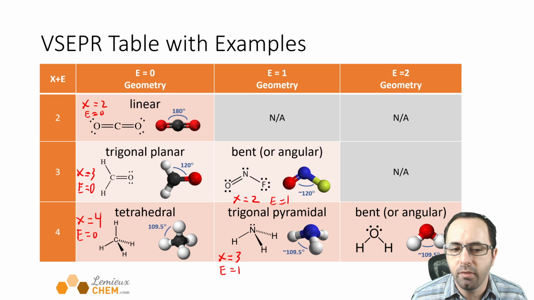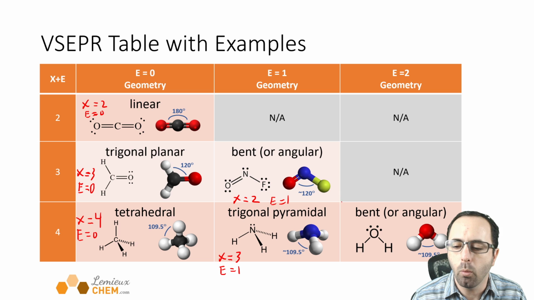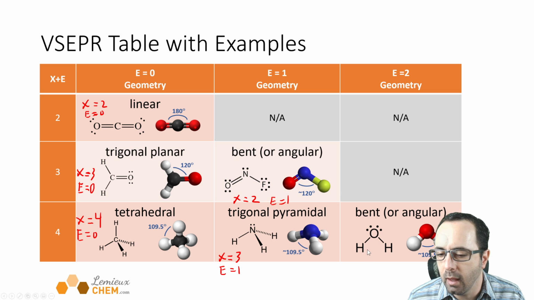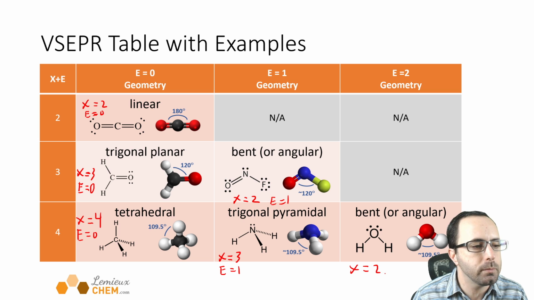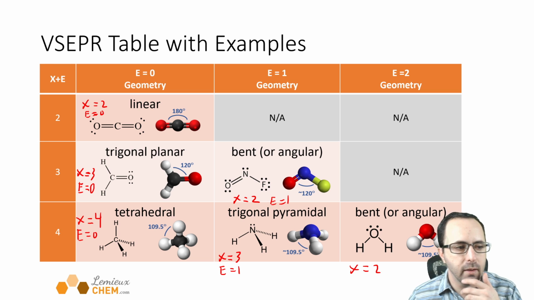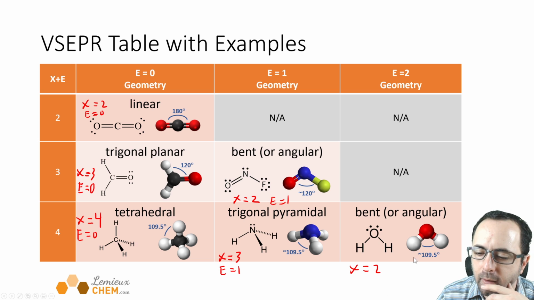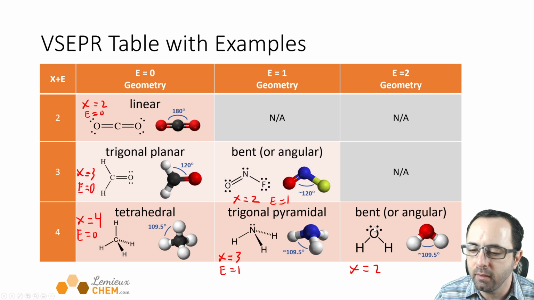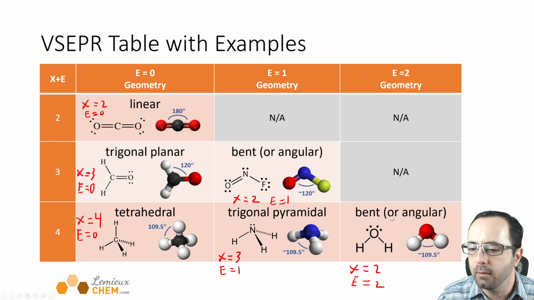Finally, if X is 2 and E is 2, that's the case here for water, H2O. So the Lewis structure for water is here. In water, oxygen is the center atom, and the number of atoms bonded to the oxygen is 2 hydrogens. So X equals 2. Now for the number of lone pairs on the center atom, we have 2 lone pairs on the center atom, oxygen. And so E here equals 2. So X plus E is 4, and E is 2.